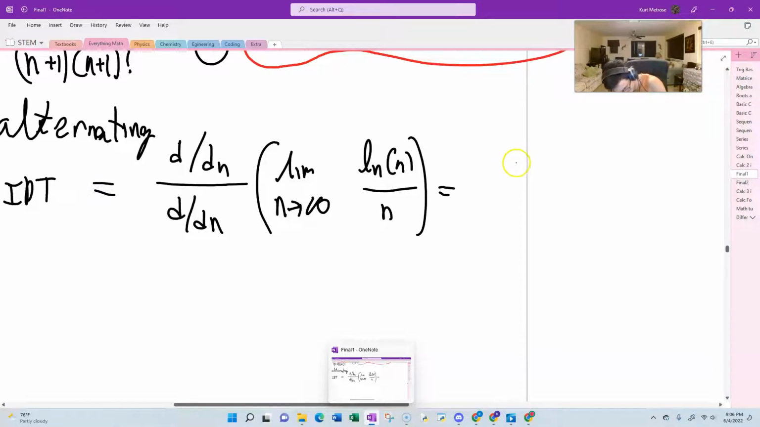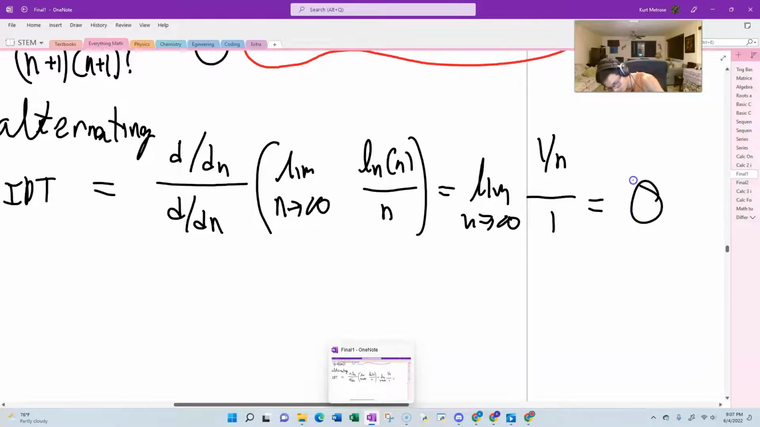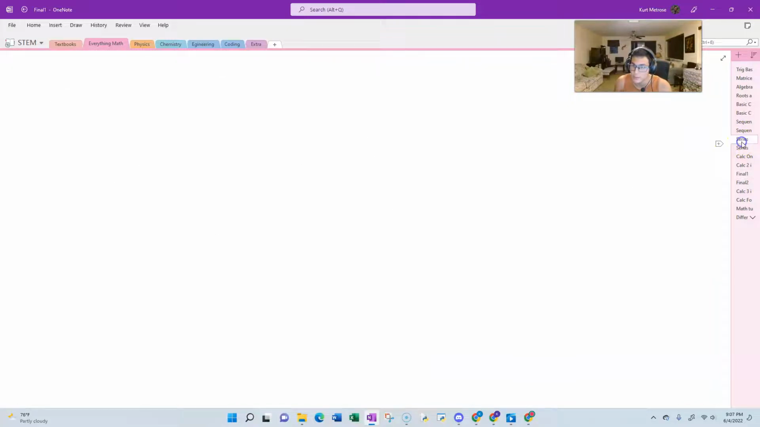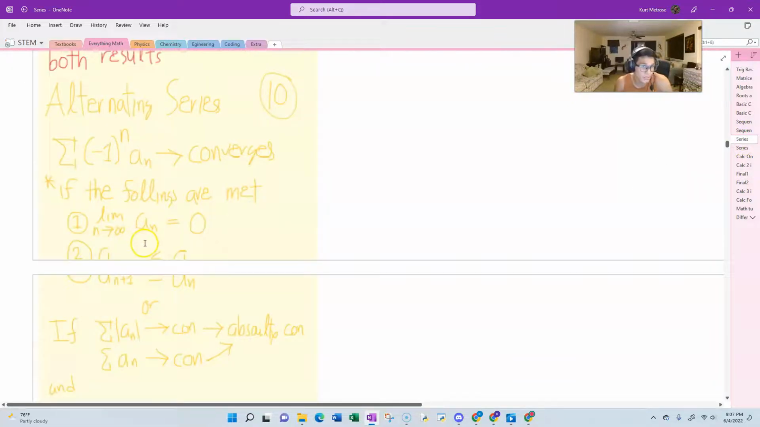We get 1 over n and 1, which is just 1 over infinity, which is 0. So we get 0. What does that mean? It's equal to 0. Okay, condition 1 is met. Let's see if a sub n plus 1 is less than or equal to a sub n.